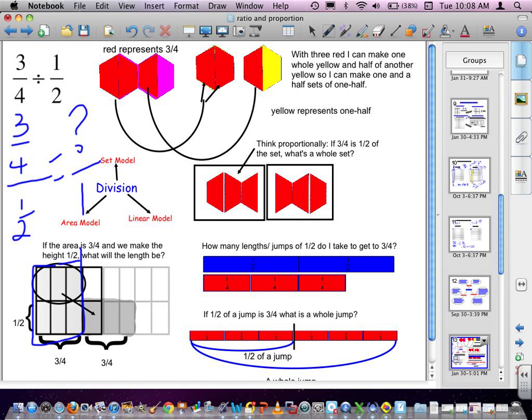You are creating something that has to have an area of 3/4 of a square meter, and one wall has to be 1/2 of a meter. My area has to be 3/4 of a square meter, or 0.75 square meters. And I want the height to be 1/2 meter. What does the length have to be? Okay, watch me do this.